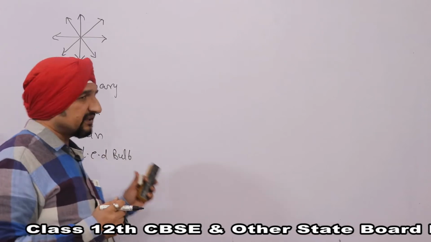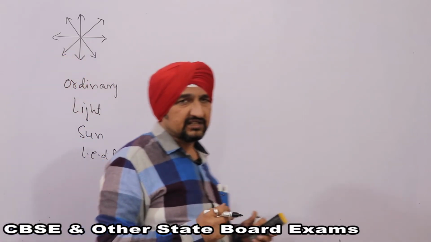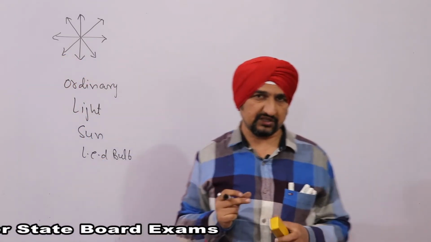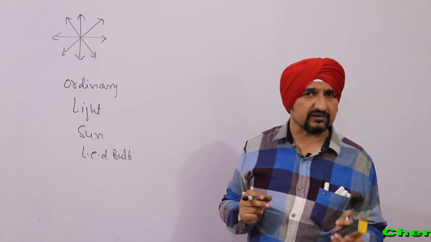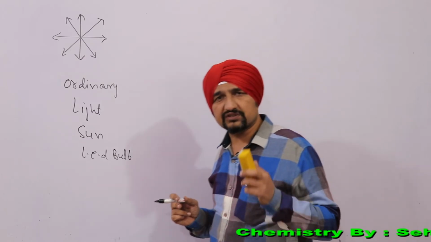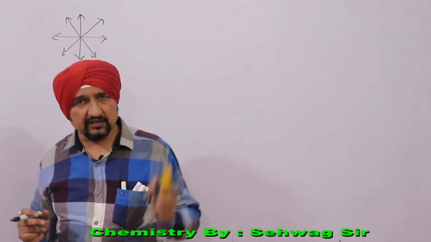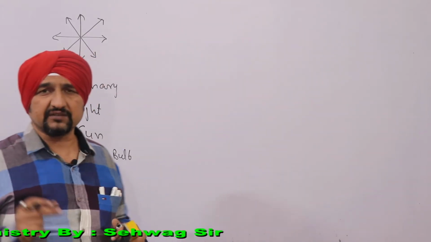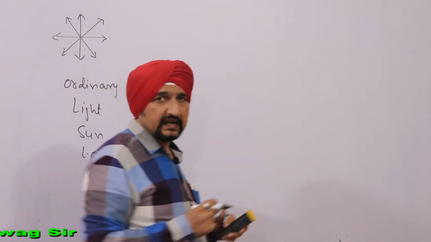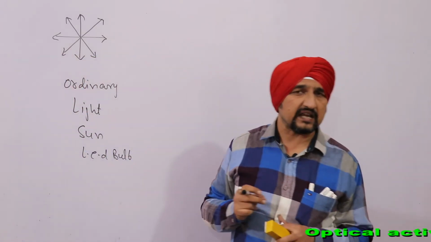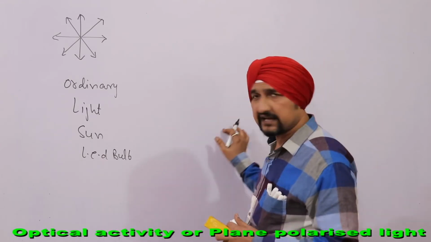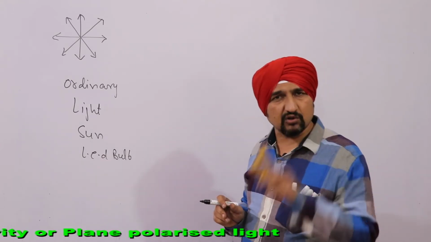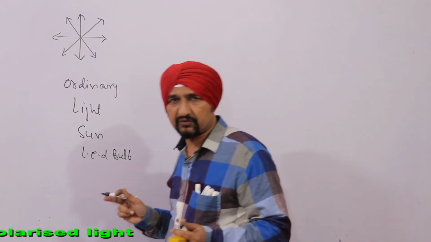Now students, when this plane polarized light is passed through a solution, the solution will either rotate the light or it will not rotate the light. If the solution rotates the light, it will be optically active, and if the solution does not rotate the light, it will be considered optically inactive. And if it rotates the light, it will rotate it either in clockwise direction or in anti-clockwise direction.